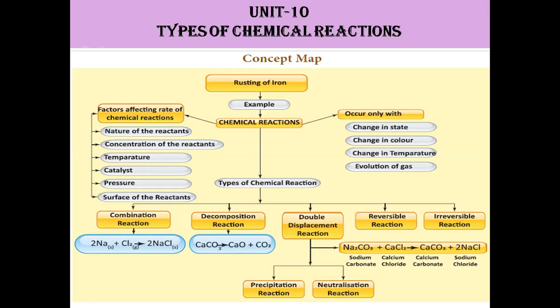So what are the factors affecting chemical reactions? The nature of the reactant, concentration of the reactant, temperature, catalyst, pressure, and surface of the reactants. What are the types of chemical reaction? Combination reaction, decomposition reaction, double displacement reaction, reversible reaction, and irreversible reaction. One by one we will discuss these in further classes.